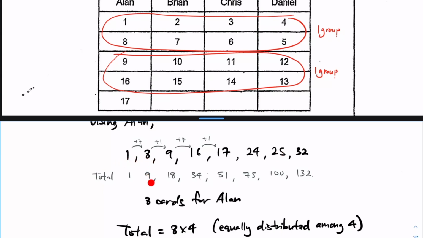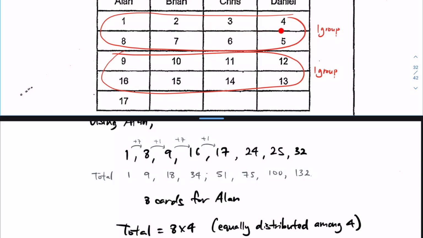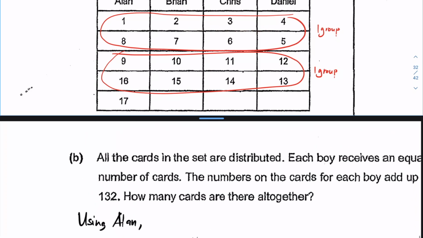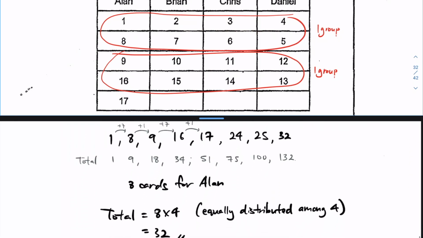So 1 plus 8, that's a 9. Add another face value of 9, that's 18. We are going all the way until we get the number we want, 132. And we realize here that's 8 cards for Alan. 2, 4, 6, 8. In other words, B, C, and D also have 8 cards each. So the question is asking how many cards altogether. We have 4 boys, 8 cards each.